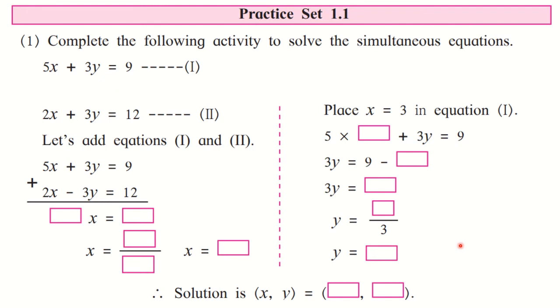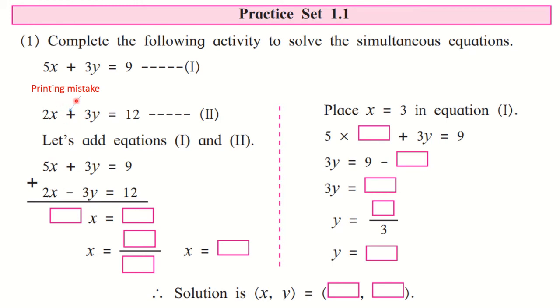Okay. So practice set 1.1, the very first question is: complete the following activity to solve simultaneous equations. So here two equations are provided to us and the activity is given. Question number 2A and question number 3A are activity based. So the questions are going to appear in this way, and you need to write down the correct numbers or correct things in the boxes. Okay. So here there is a printing mistake in the question. Okay. So take a note of this.